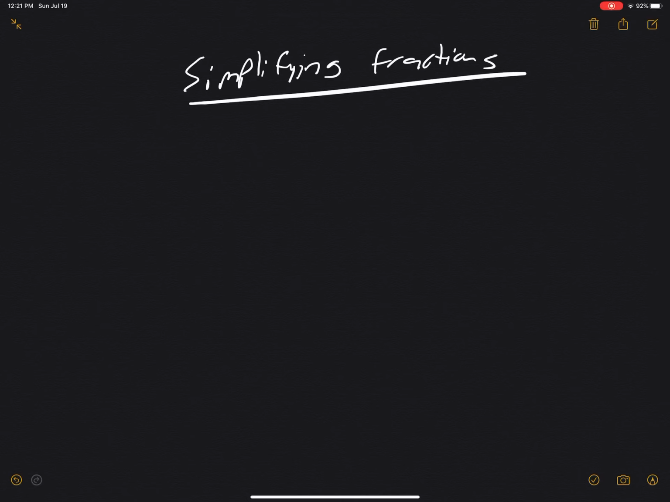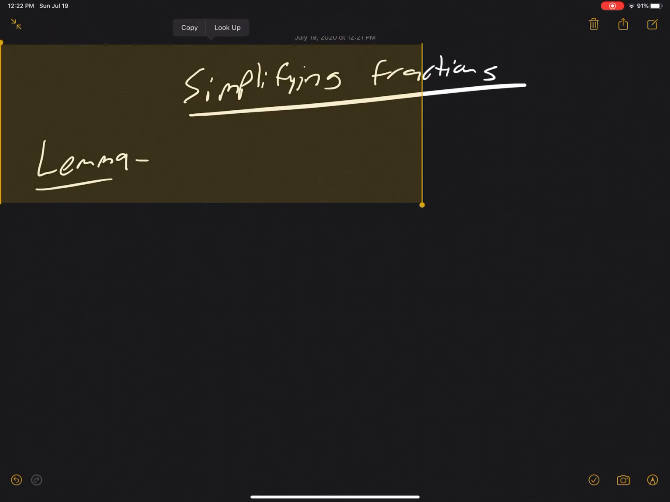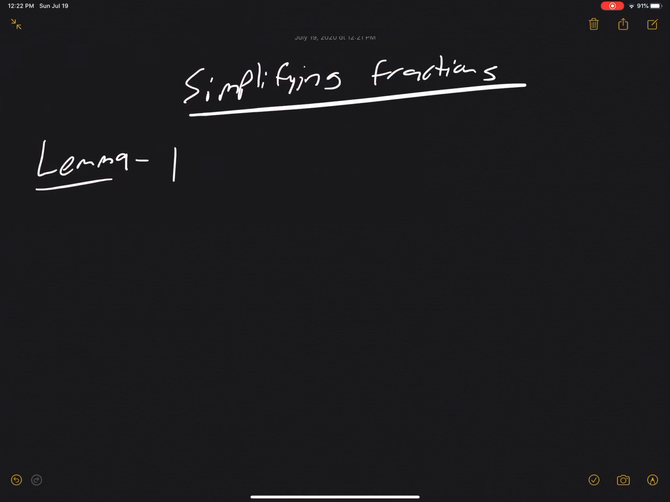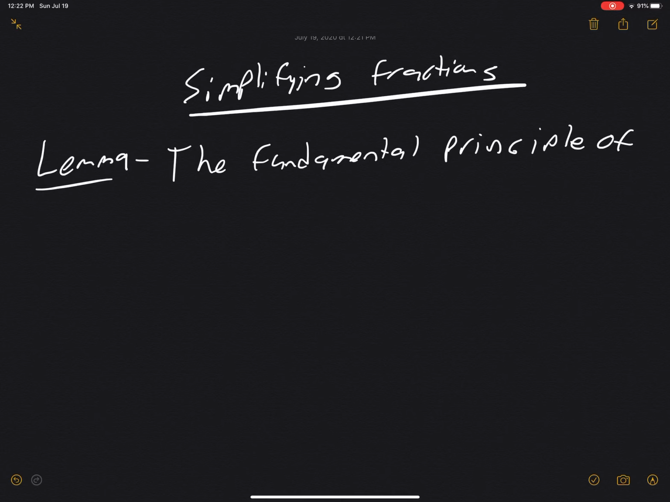In this video, we are going to talk a little bit about simplifying fractions. And in order to simplify fractions, we need one little rule, or a lemma. A lemma is just a math term for a little rule, because everyone needs their own little terms. And this lemma is actually called the fundamental principle of fractions.